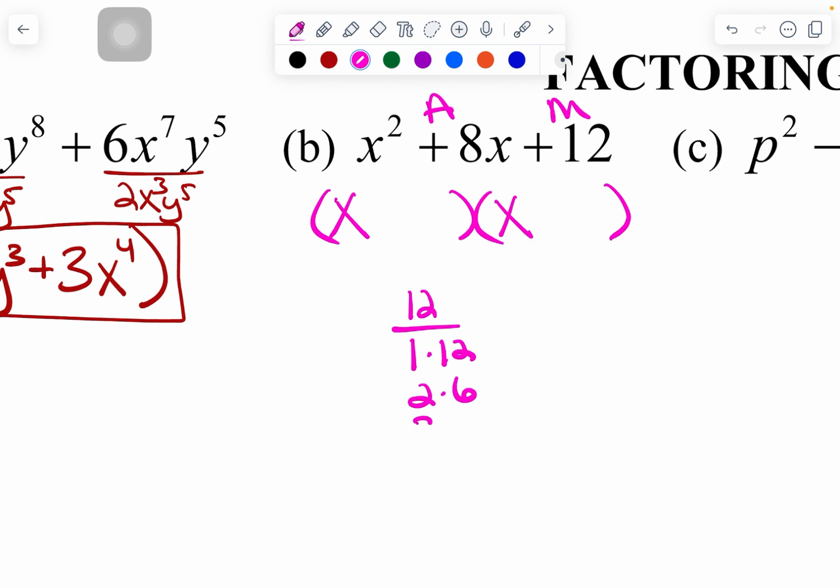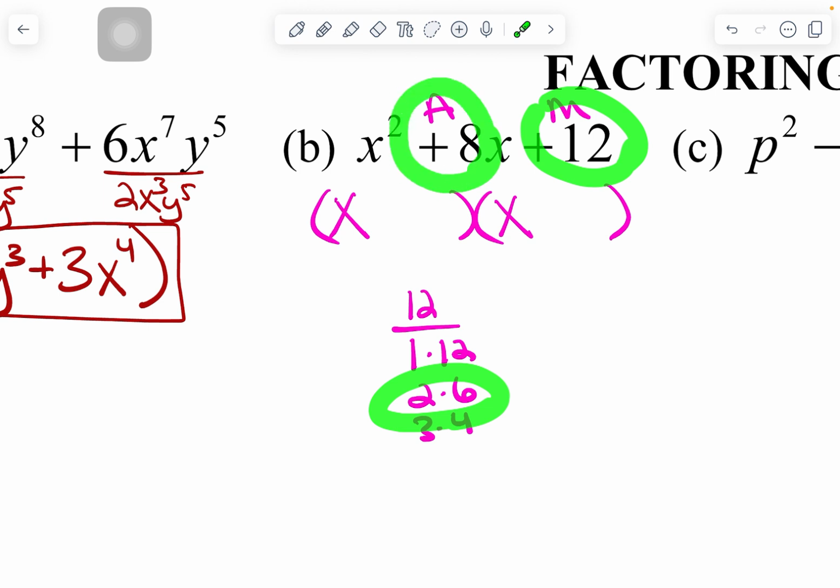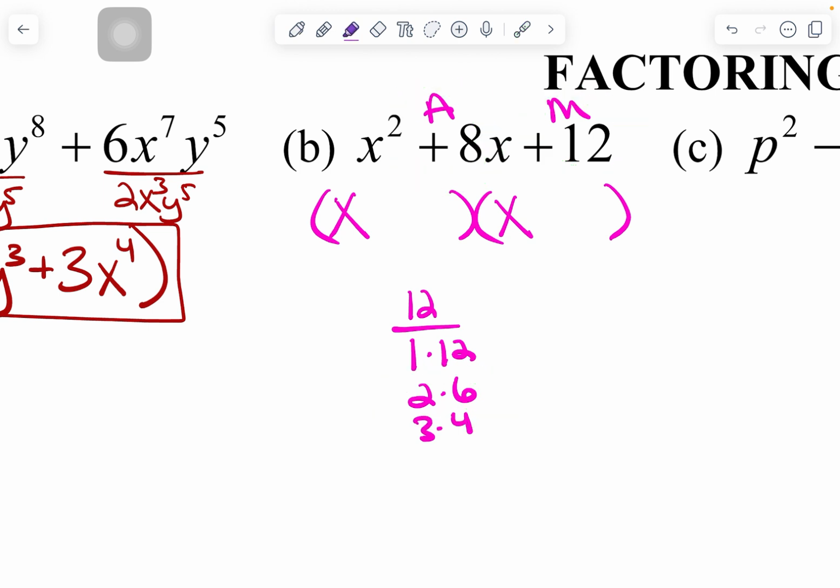And I just stopped there because I just forgot. But also I could have stopped at 2 and 6 because those are the things that multiply to 12. And last time I checked, 2 plus 6 makes 8. So these would be the factors that I would be wanting to use. Now, I'm multiplying to a positive, I'm adding to a positive, so plus 2, plus 6.